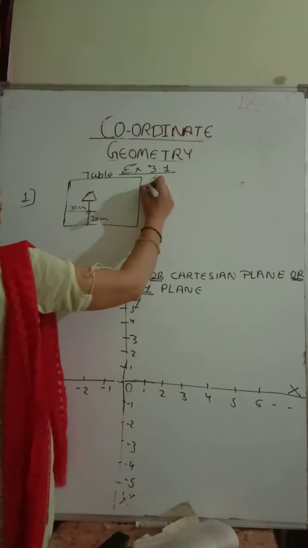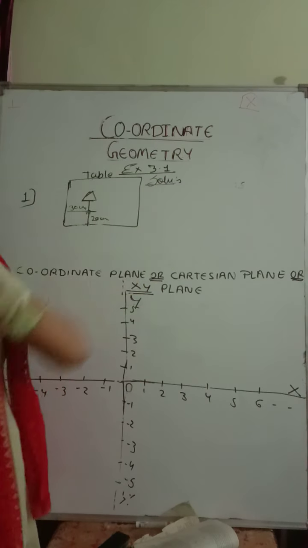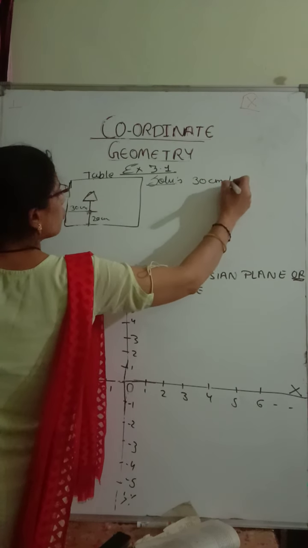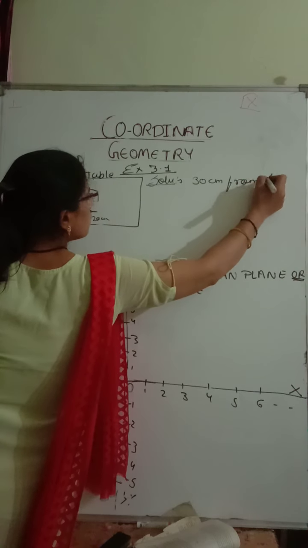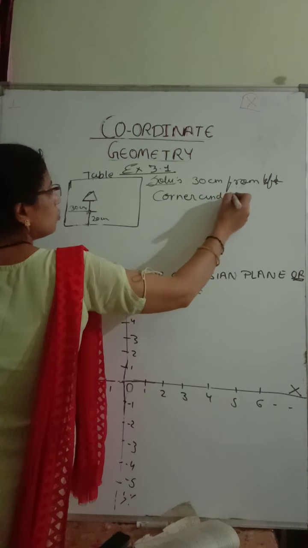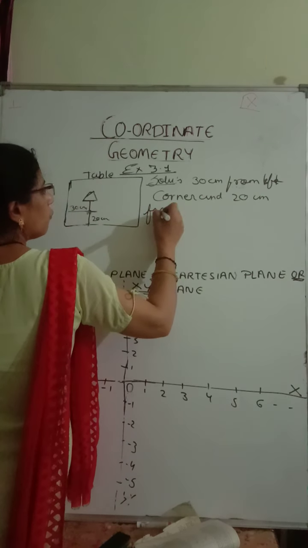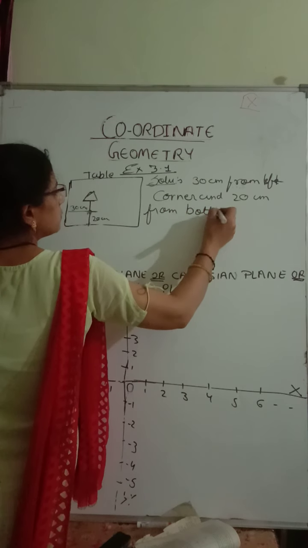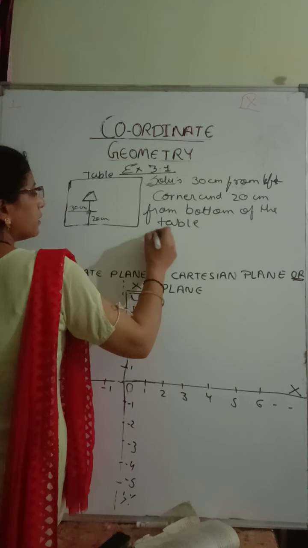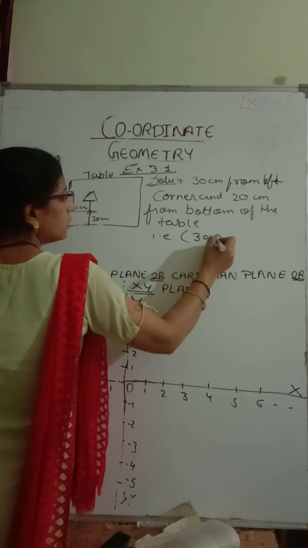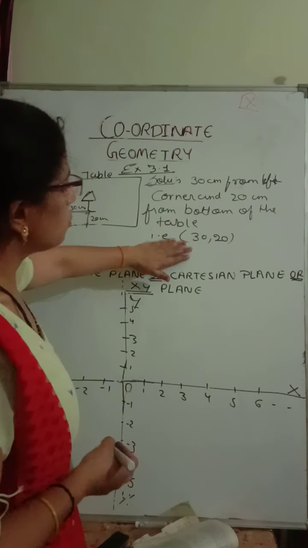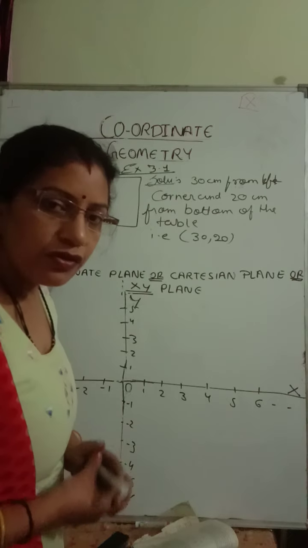So what should you write? What will you write as the answer of this solution? 30 centimeter from left corner and 20 centimeter from bottom of the table. Okay, one information I am needing, that is I can write it 30 comma 20. One information first this, then this. So I can write it this way also. This is your answer of the first question.